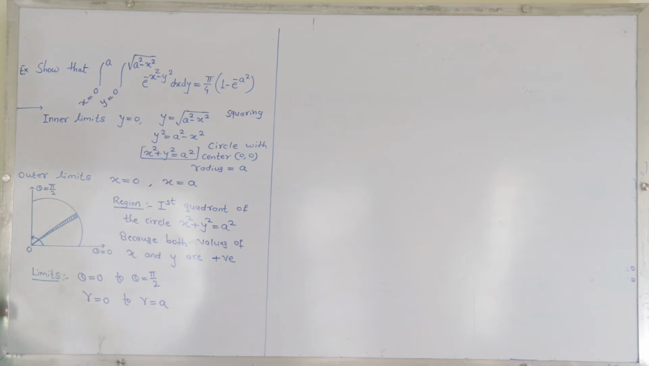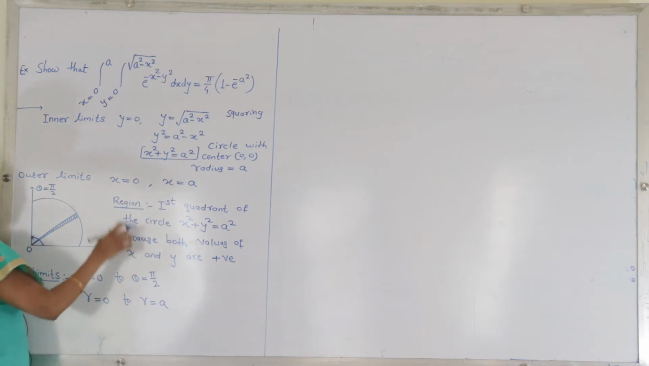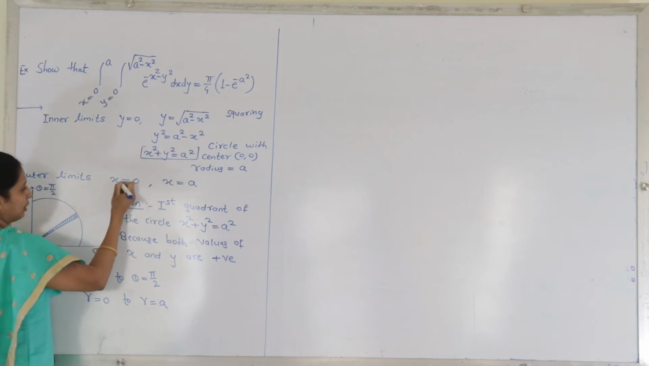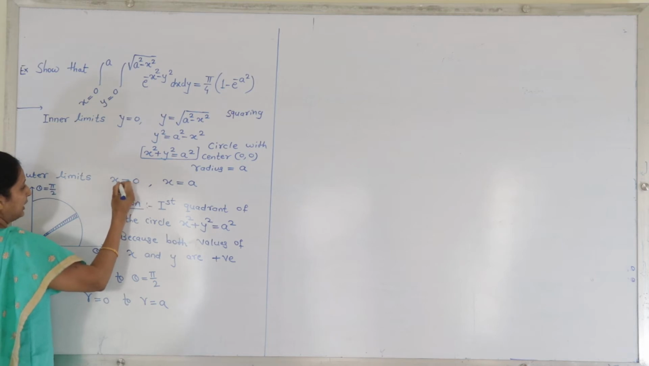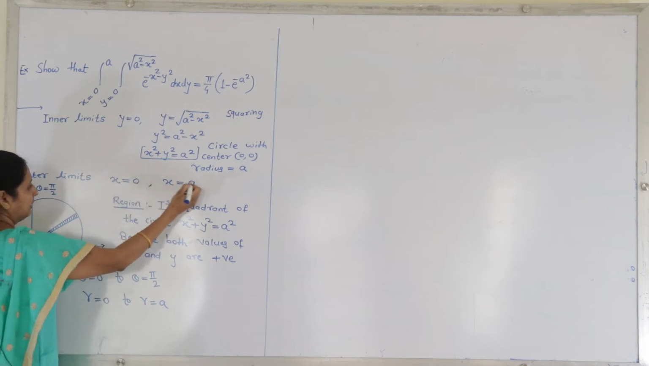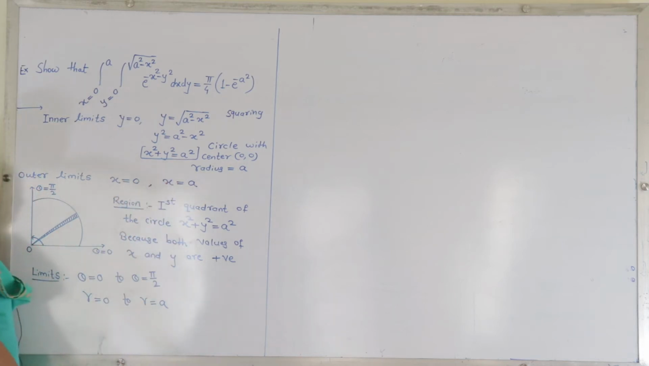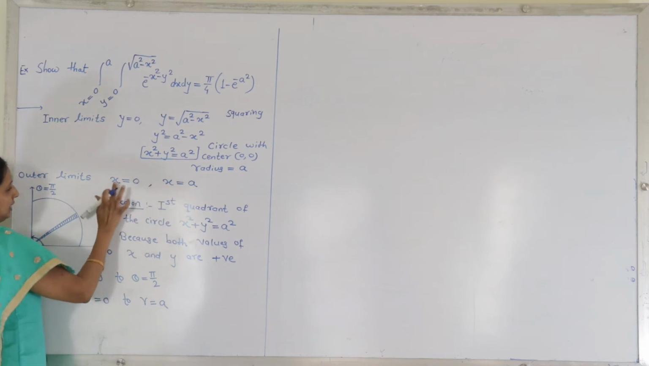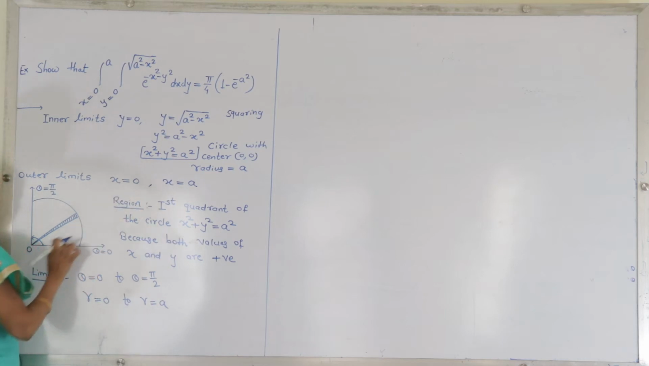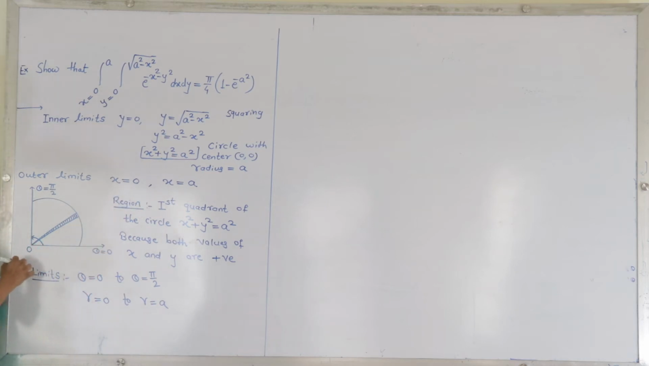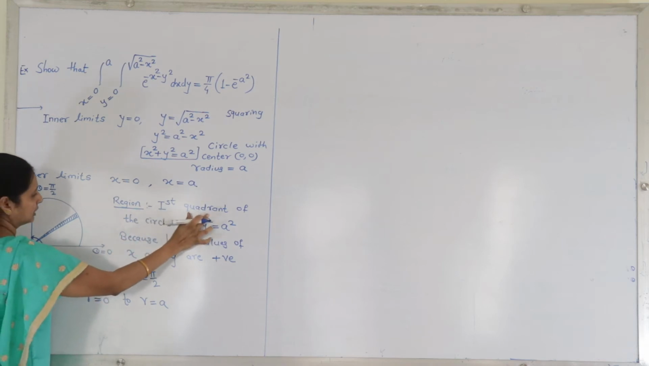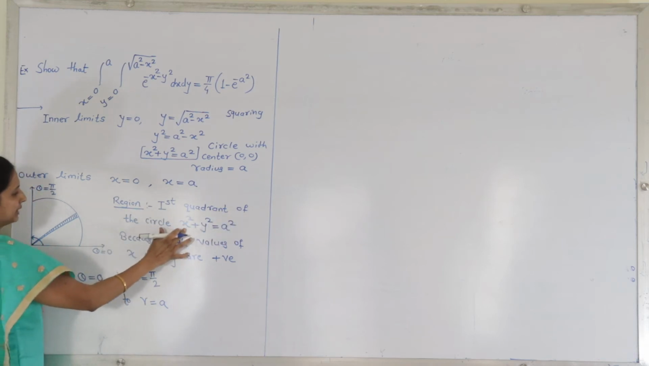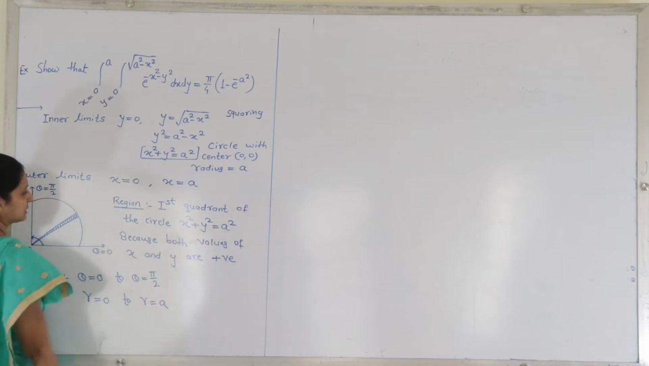Now in vertical strip we have seen that outer limits means x coordinate, the starting and end point of movement of the strip. These are only x coordinates. X is equal to 0 is the equation of y axis. Now region is the first quadrant of the circle x square plus y square is equal to a square.